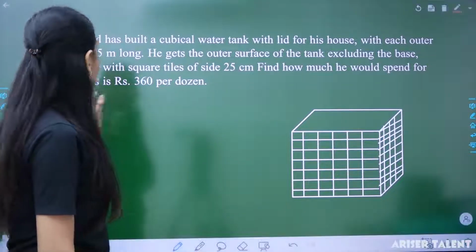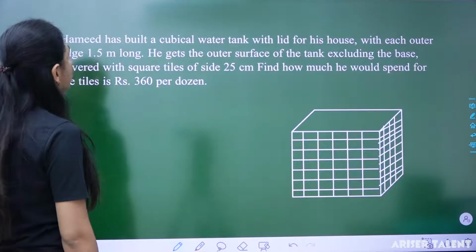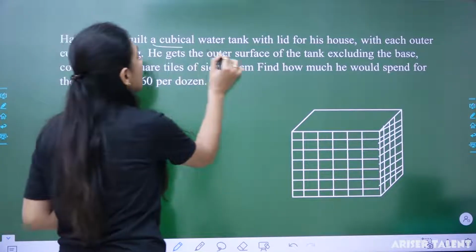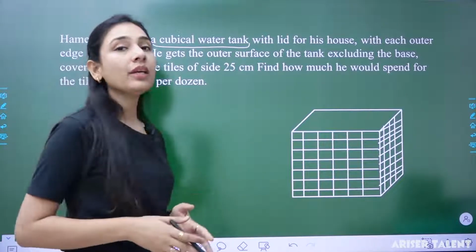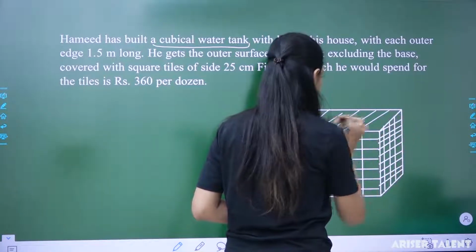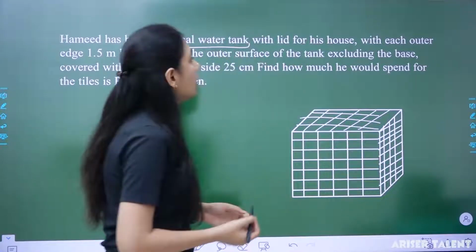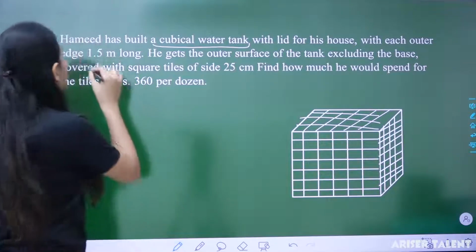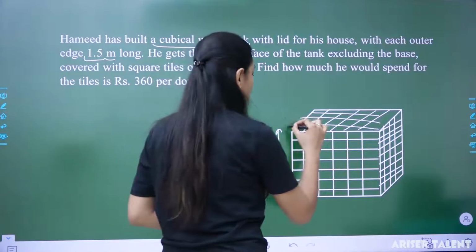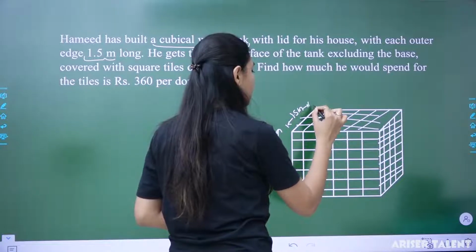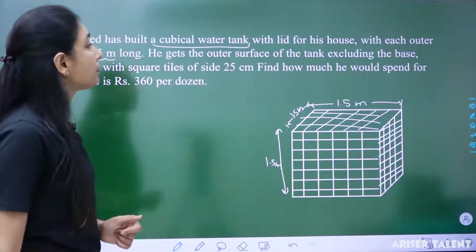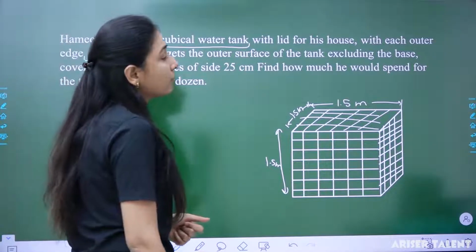Now, enough about the understanding. We are going to solve the question here. Now, students, take a look. Hamid has built a cubical water tank with a lid for his house. So he's going to be having a cubical water tank, and this is also going to be covered. The edge of the tank is 1.5 meter. So each edge is 1.5 meter. Here also we are having 1.5 meter because it's a cube, right?